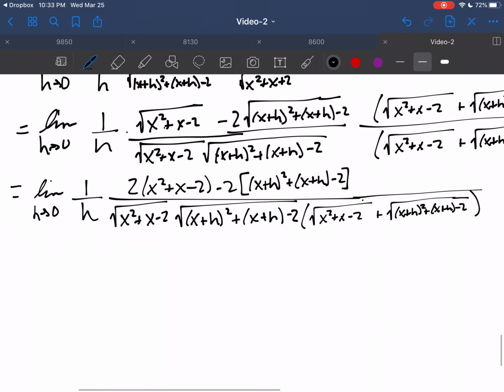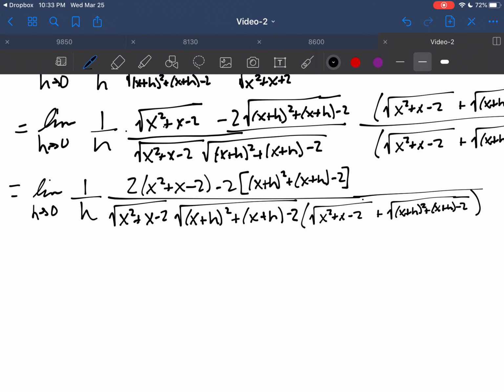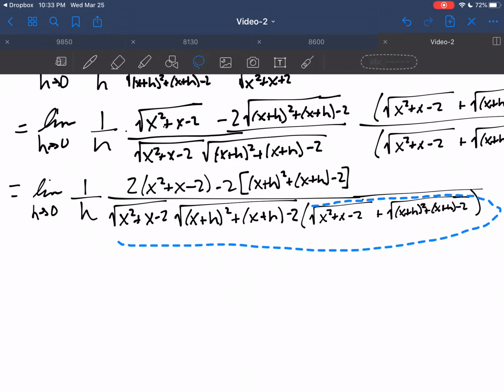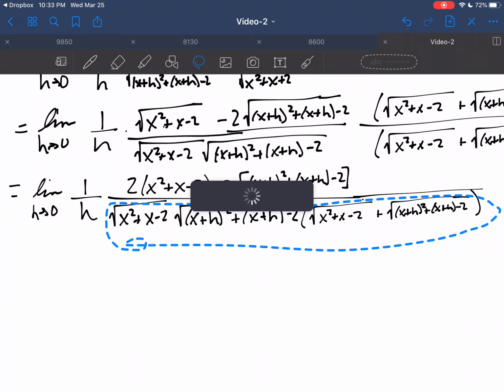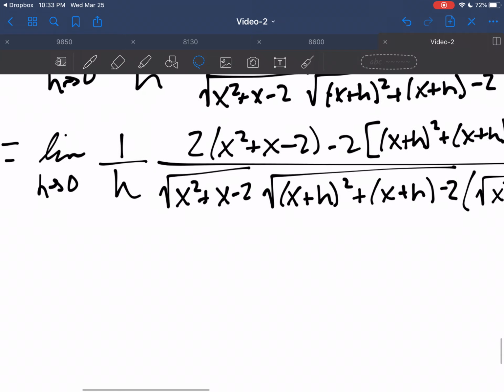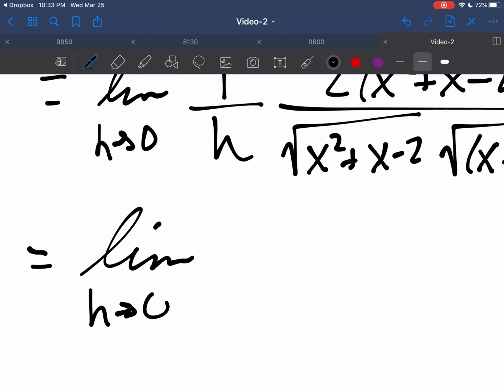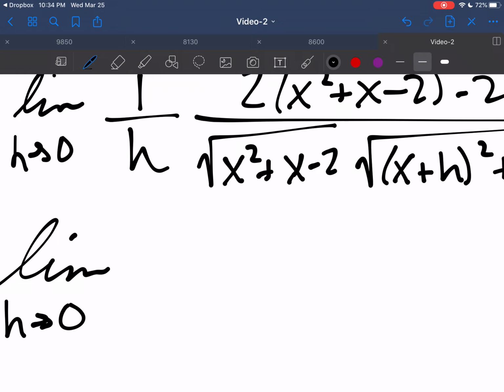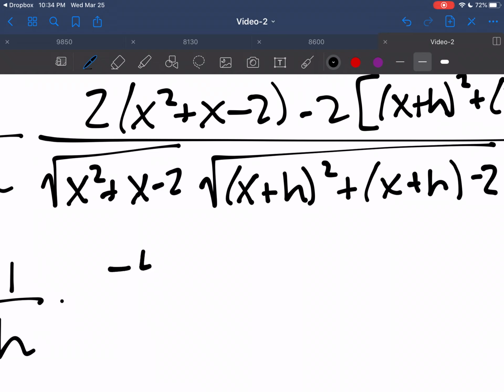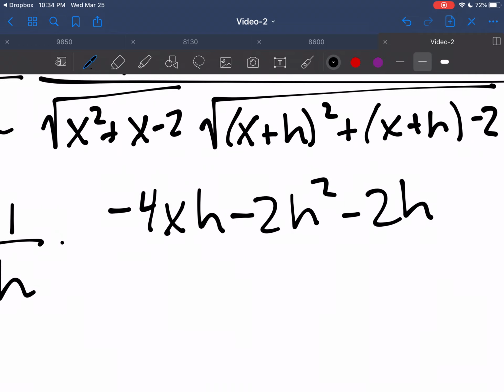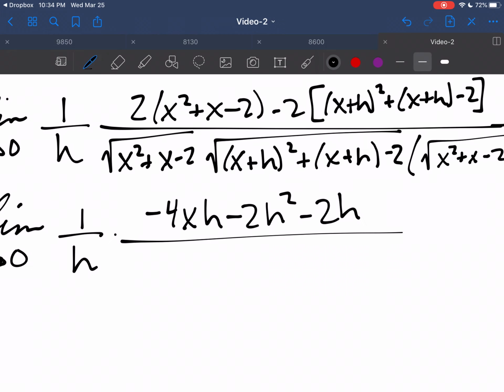Alright. Okay, now we can simplify some, and I'm going to copy our denominator just because it's so long. Alright, our numerator simplify, and we get the limit as h approaches 0 of 1 over h times negative 4xh minus 2h squared minus 2h divided by our very nice long denominator.